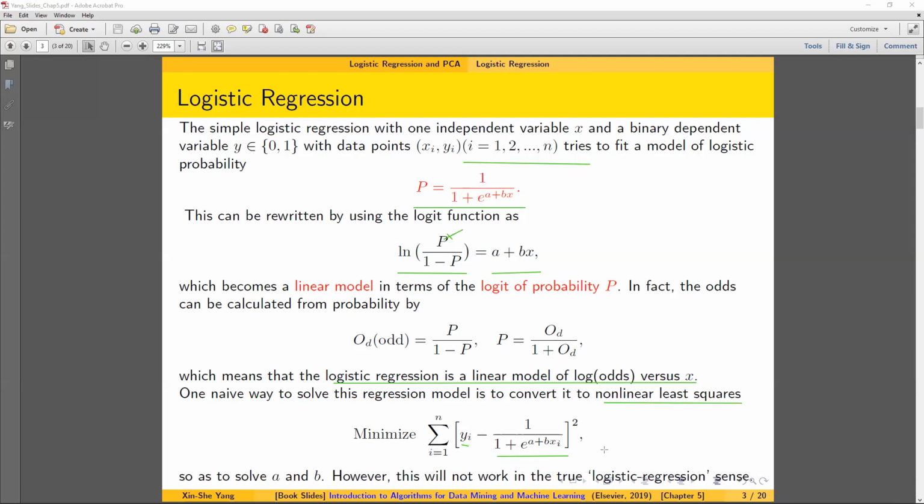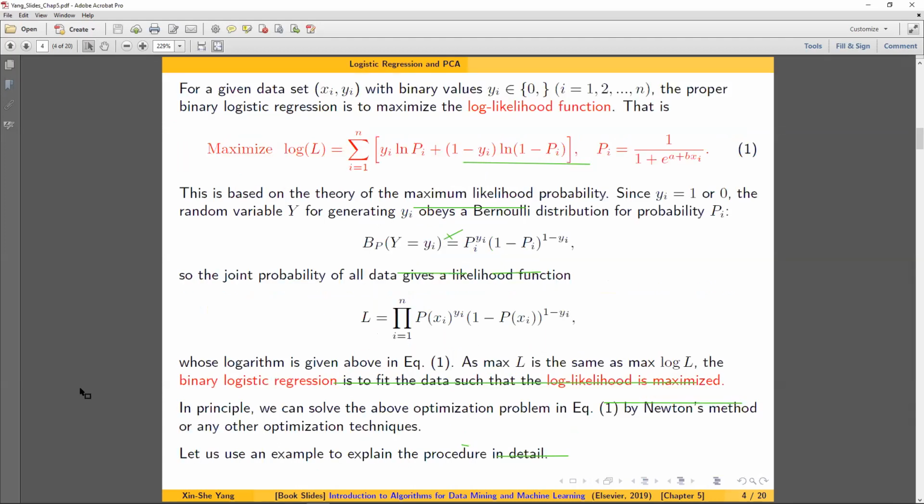However, it's really not working in the true logistic regression sense, meaning if it's a binary variable, let's see what would be the true logistic sense. Let's continue with the discussion on the true logistic regression.